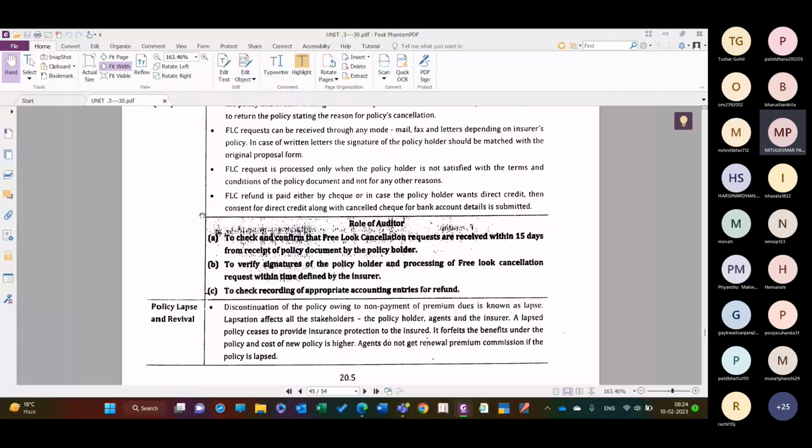Free look cancellation refund is paid either by cheque, or in case the policyholder wants a direct credit, then consent for the direct credit along with the cancelled cheque for the bank account detail is submitted. So this is what is given. Nowadays, most of the companies are providing 30 days. So nothing wrong in that.